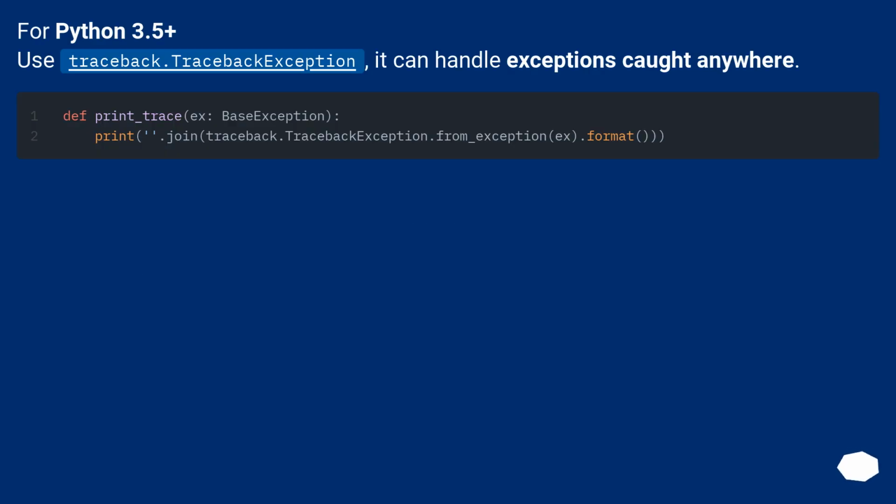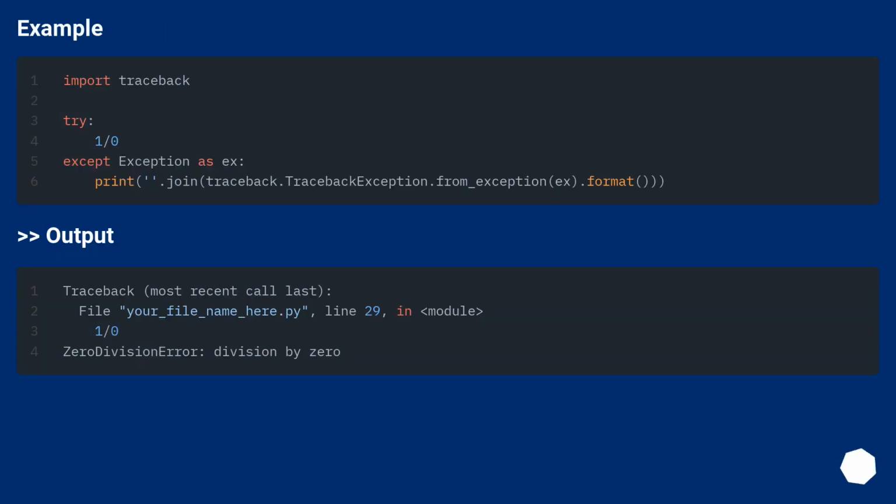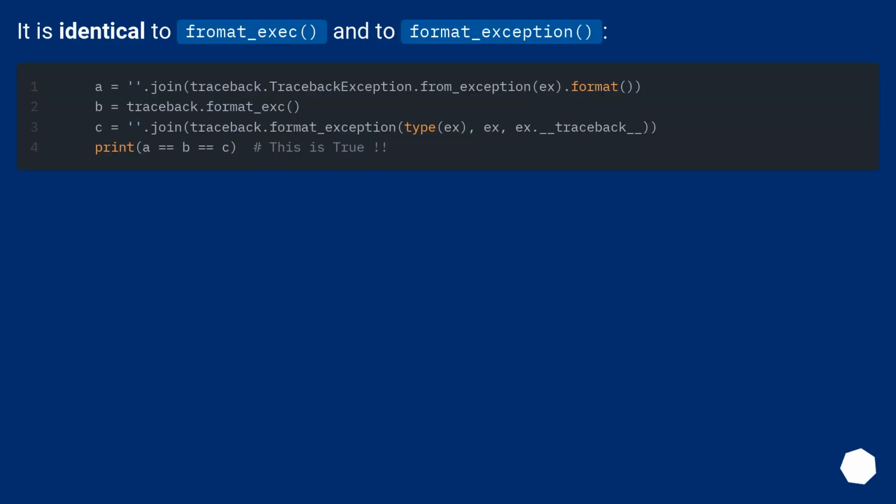For Python 3.5+, use traceback.TracebackException. It can handle exceptions caught anywhere. Example. Output. It is identical to format_exc and to format_exception.